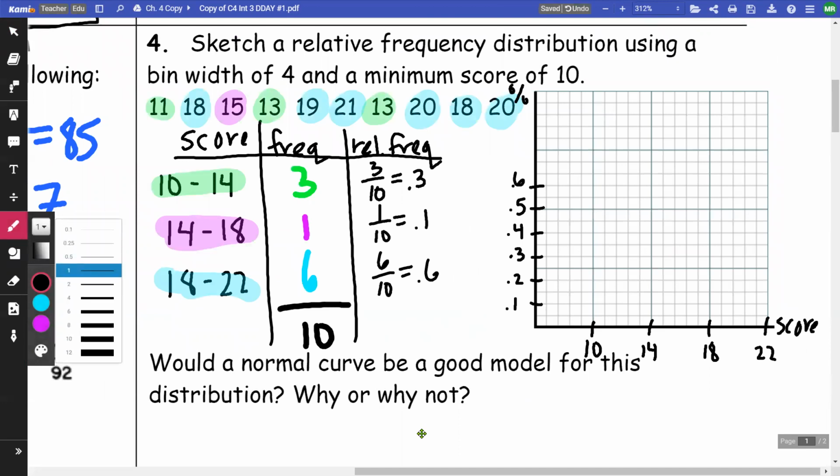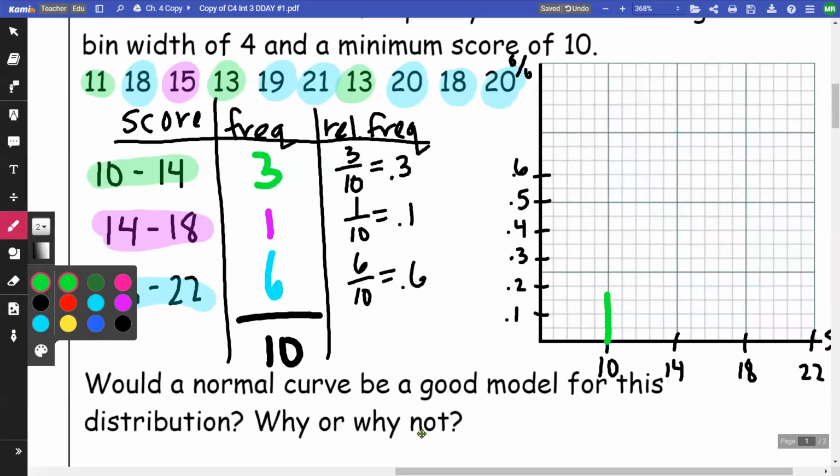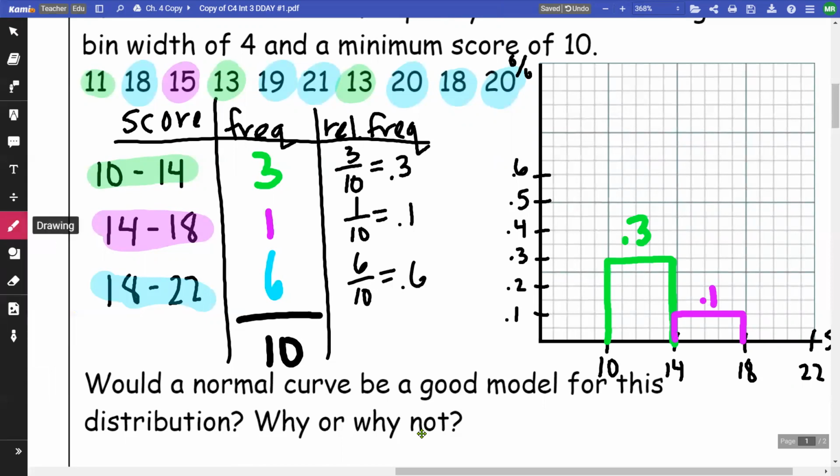And I need to draw my bar for 10 to 14, which there are 0.3 of them. So I'm going to come up to here. And I'm going to write 0.3. I like to put the number on top so I see it. From 14 to 18, we have 0.1. From 18 to 22, I have 0.6. And there's my relative frequency distribution.